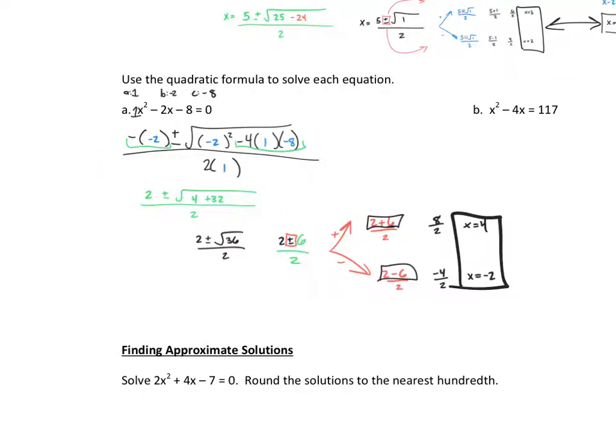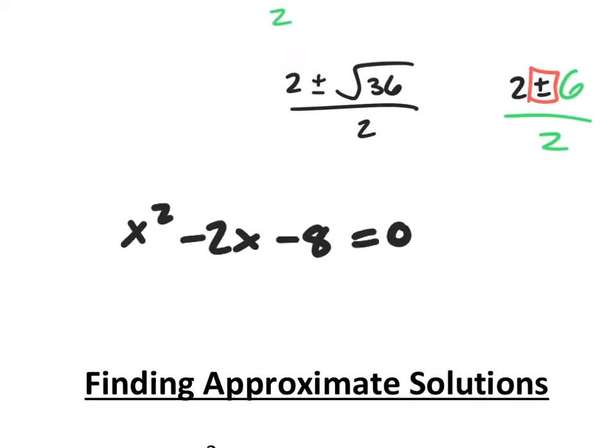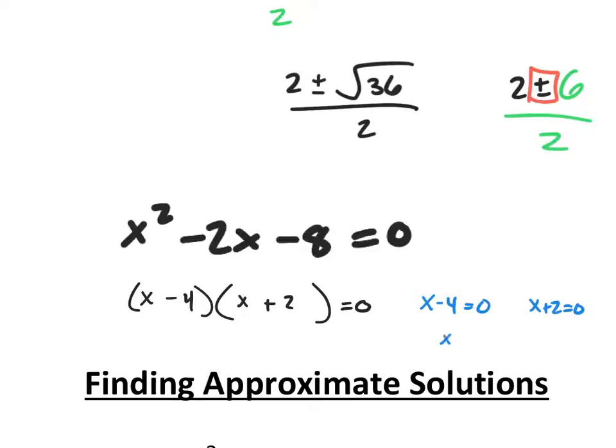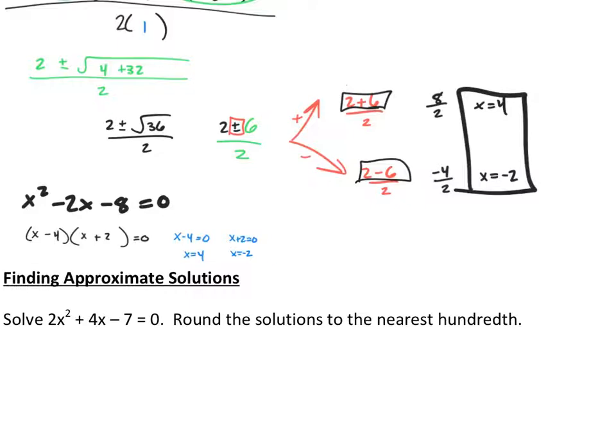Now, as always, if you get whole number answers, what that means is you could double check by factoring and using the zero product property to make sure that you got the same answers. So for this one, for example, it would be x minus 4, x plus 2. And when you use the zero product property, you'll realize that you get x is equal to 4 and x is equal to negative 2, which is the exact same answers that we had gotten right there.